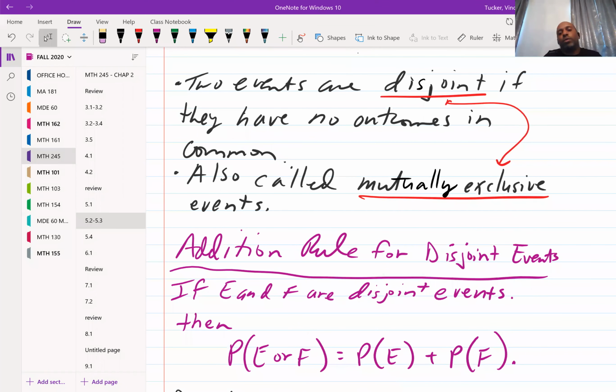So here's our addition rule for disjoint or mutually exclusive events. If you want to know the probability of E or F occurring, then you find the probability of E, find the probability of F, and then add them together. That's if the events do not have anything in common. They're mutually exclusive, or disjoint, and you can just add their probabilities together to find the probability of either one of those occurring.